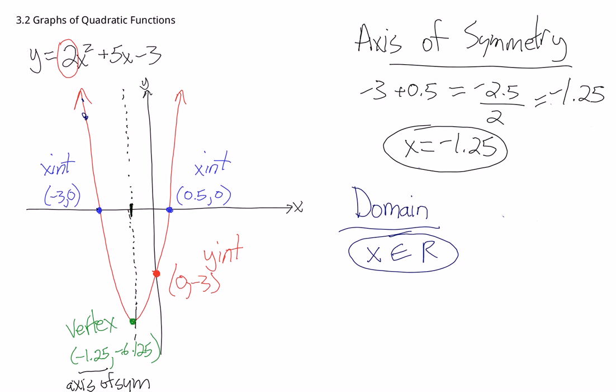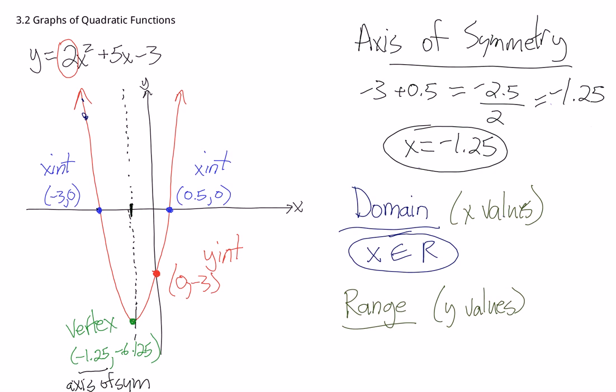The last one we have to do is the range. The range is figuring out all the possible y values that are on the graph. So domain was x values, range is the y values. In this case, all of our possible y values depend on which way the graph goes, up or down. Here, it's opening up.